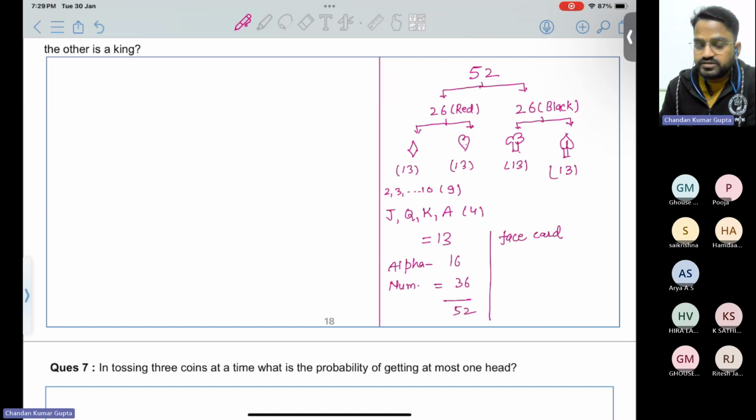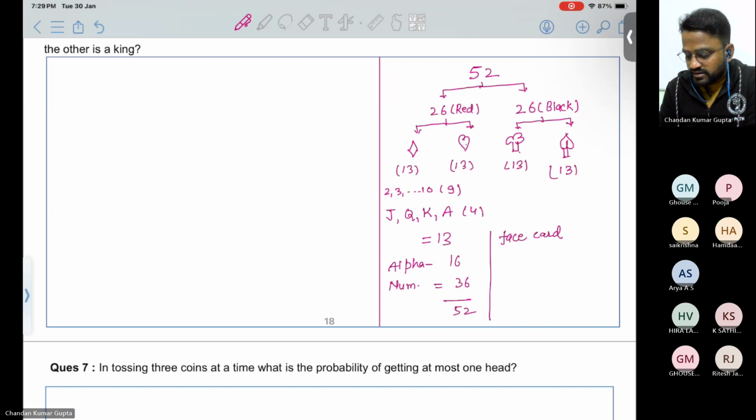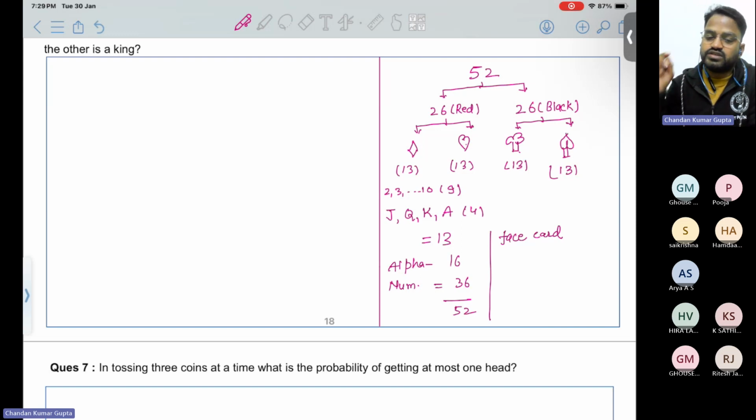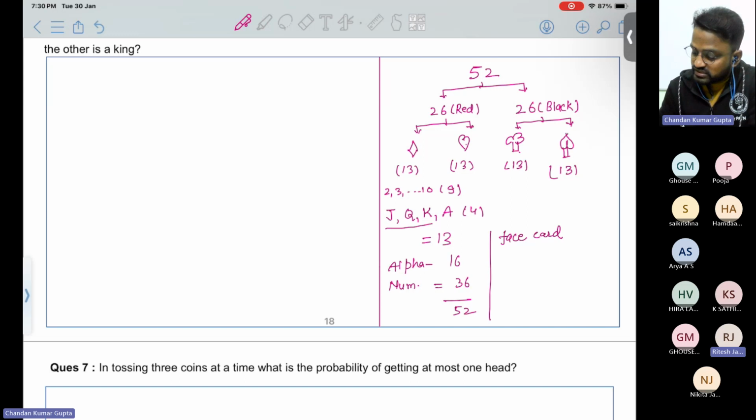Anyone heard about face card? J, Q, K, A are the face cards. No, sir. Only J, Q, and K. J, Q, and K, exactly. Only J, Q, and K have faces on the card. Okay. So only J, Q, K are known as face cards. So, sir, total number of face cards, yes.